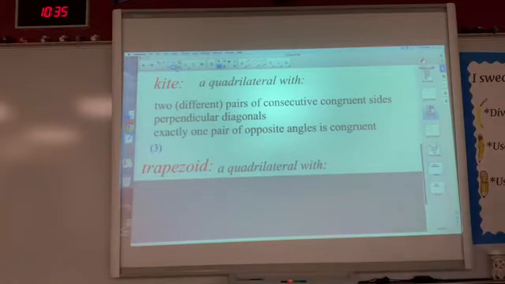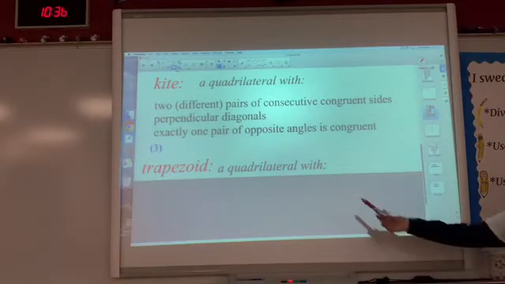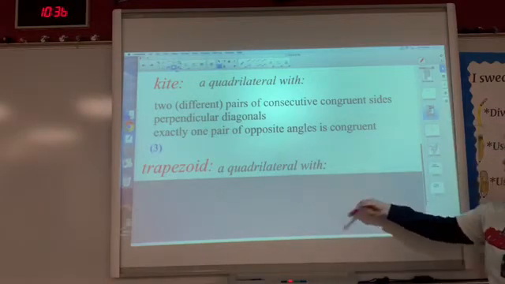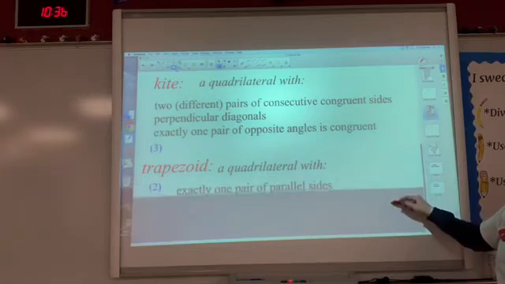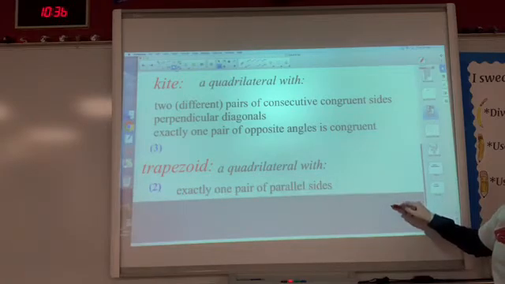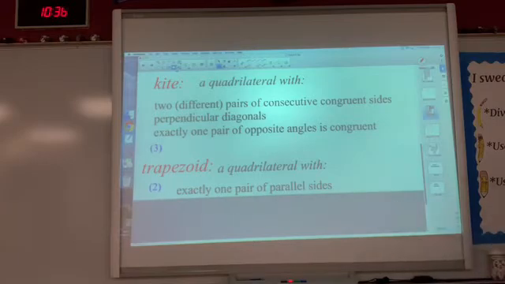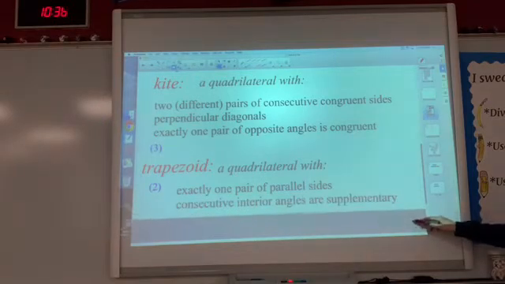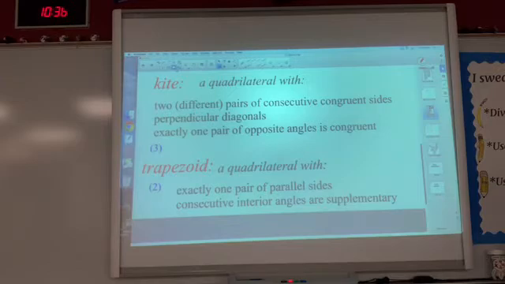We'll finish up with the 2 trapezoids. A regular, just a trapezoid, again, is a quadrilateral. Slow down, write it correctly, quadrilateral, with exactly 1 pair of parallel sides, only 1 pair of parallel sides, and consecutive interior angles are supplementary. Consecutive interior angles are supplementary.